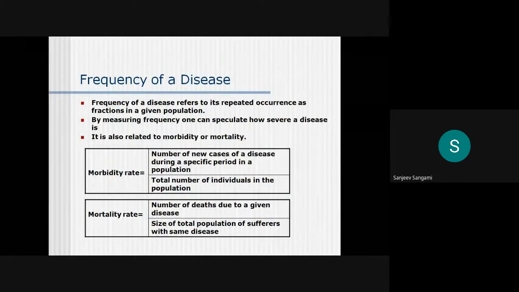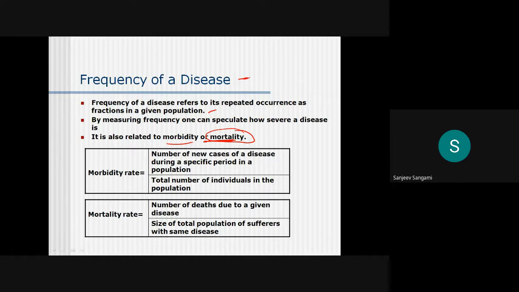Then the frequency of disease refers to its repeated occurrence as a fraction of a given population. By measuring the frequency, one can speculate how severe a disease is. It is also related to the morbidity or the mortality rate. It's very important. Always you have to talk about the mortality rate or the morbidity. Any disease can be calculated by how exactly the disease is coming repeatedly for a given population.